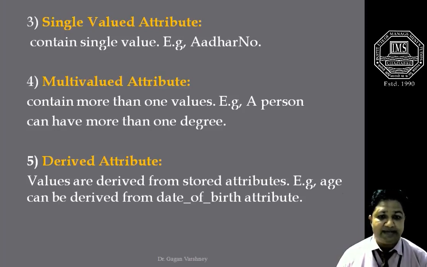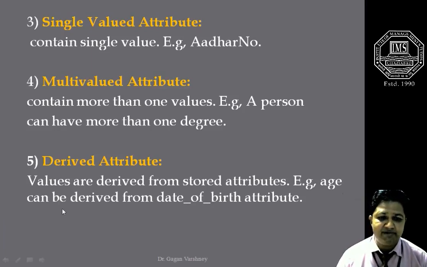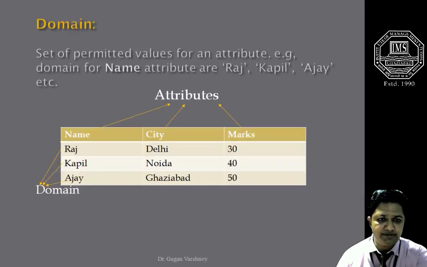Fifth is called derived attribute. In a derived attribute, there are certain conditions where one attribute is dependent on another attribute. So values are derived from a stored attribute, and a stored attribute is basically stored in our database. For example, if we want to find out the age of any person, it can be derived only from his date of birth attribute. So here age is called the derived attribute and date of birth is called a stored attribute, right?